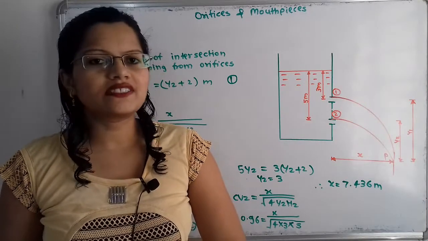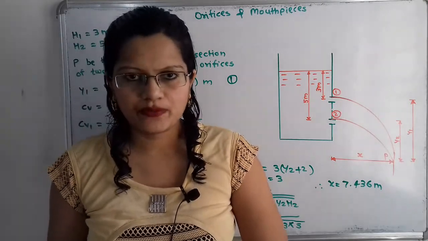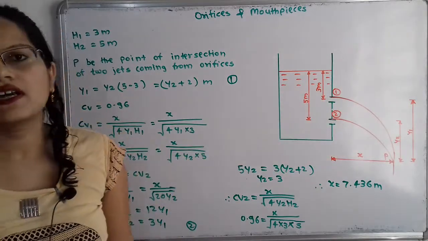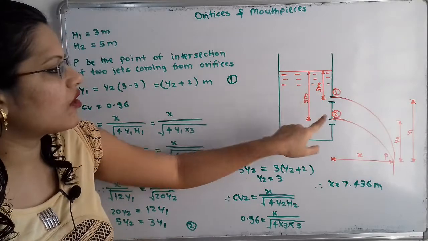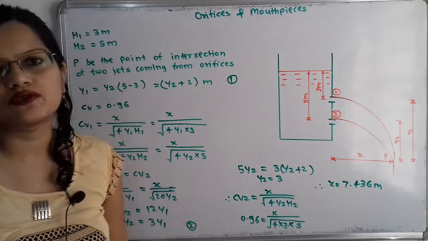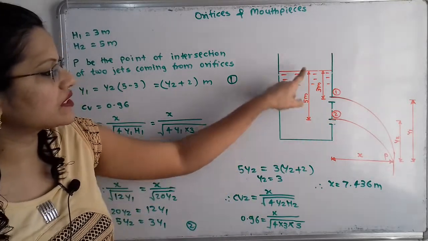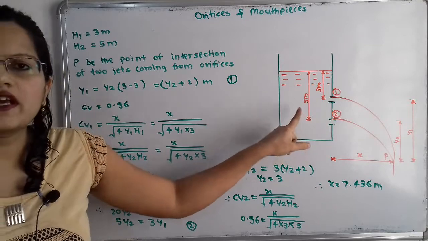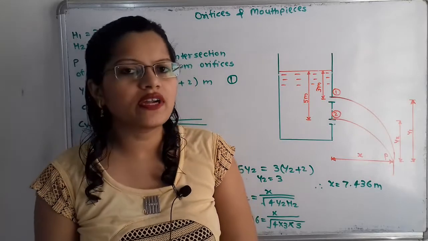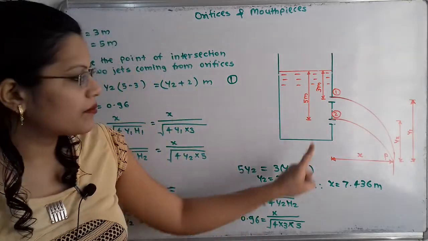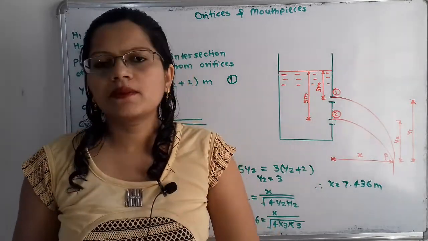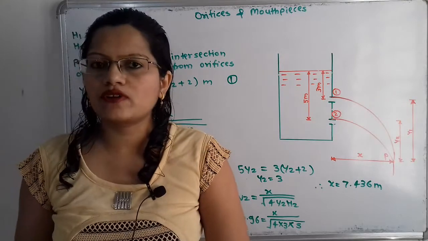Let us first understand the diagram as per the given data. Here the location of orifice 1 and 2 is given from the level of water. So here is the level of water, and for orifice 1 it is given 3 meters, so we will consider H1 is equal to 3 meters. For orifice 2 it is given 5 meters, so H2 is equal to 5 meters. We have to find the point of intersection of the two jets coming out from these two orifices. We will consider the point P for the intersection point of the two jets.